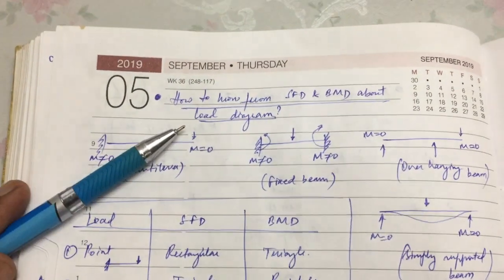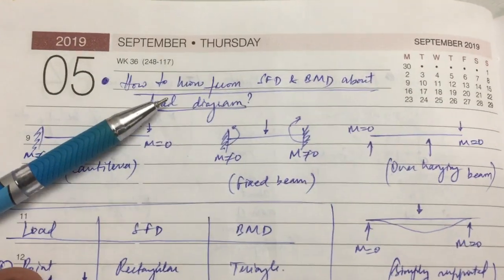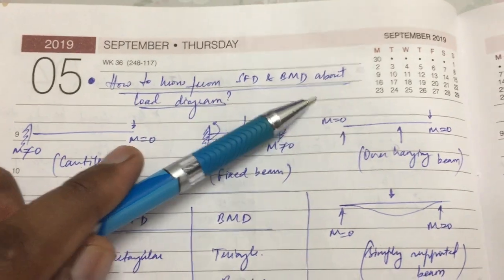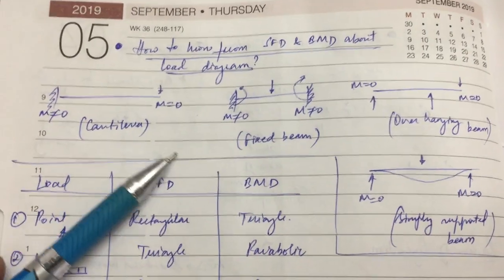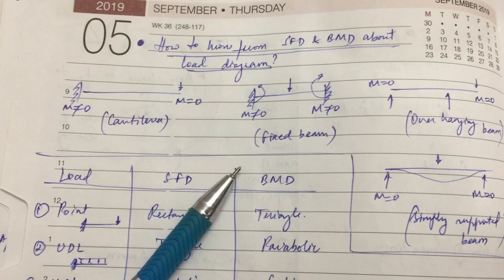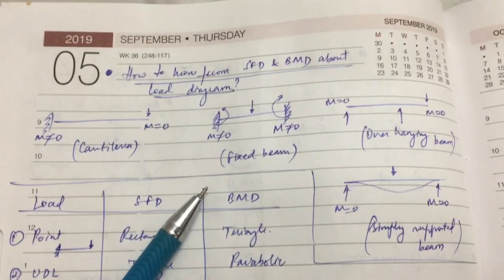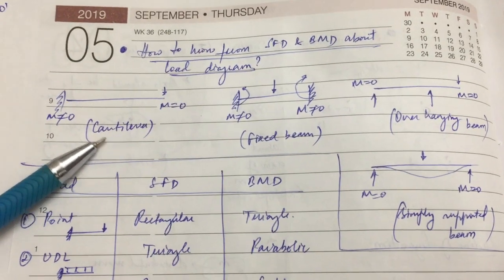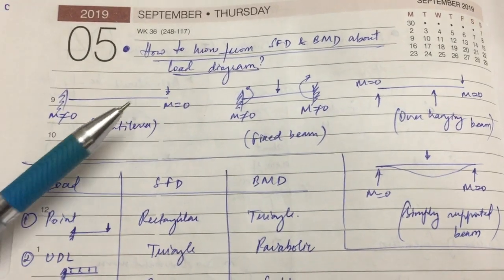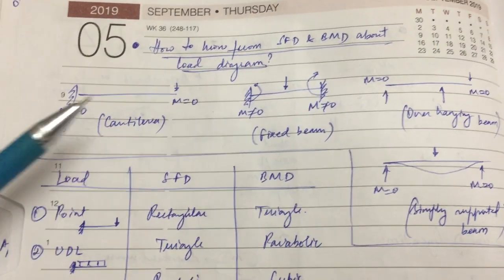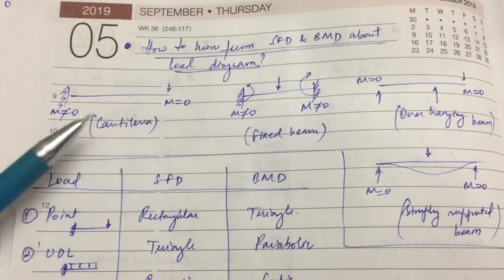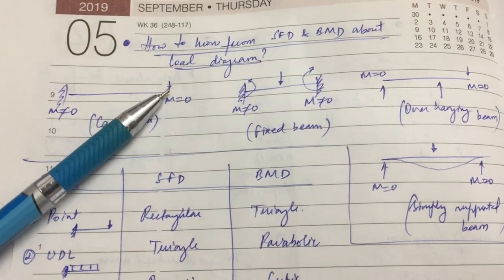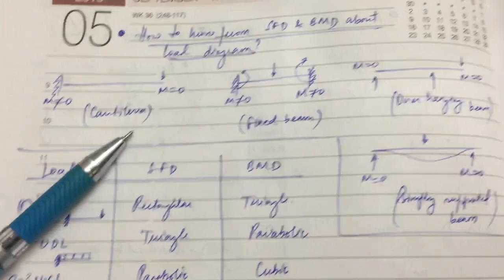So next, let's go to how to know from the SFD and BMD about the loading diagram. If a situation is given, if a loading diagram is given, we can easily identify what kind of loading that is. If the moment on both sides is zero, it is zero here and it's not zero there, we can see that it's a point load at the end, and it's a cantilever.